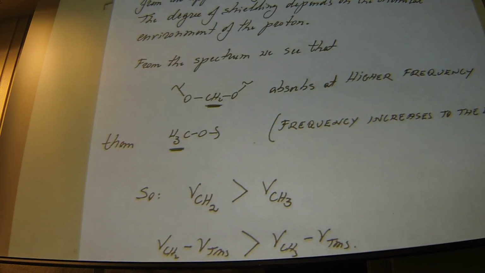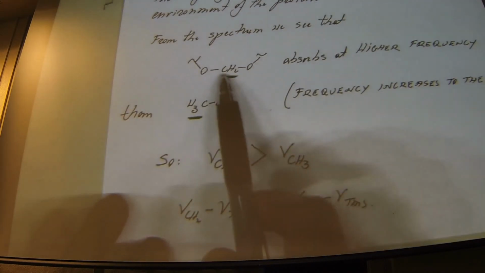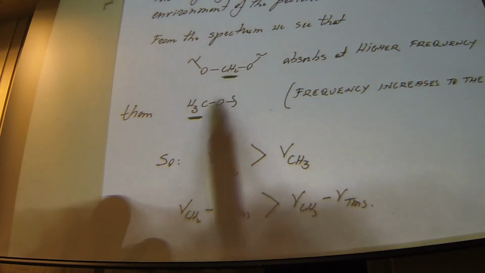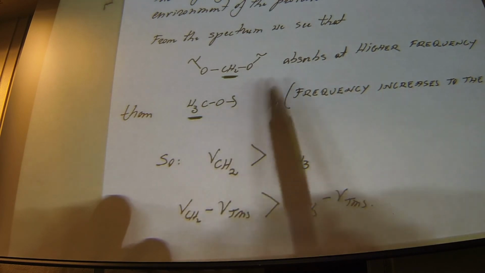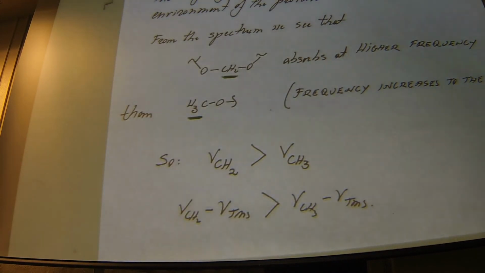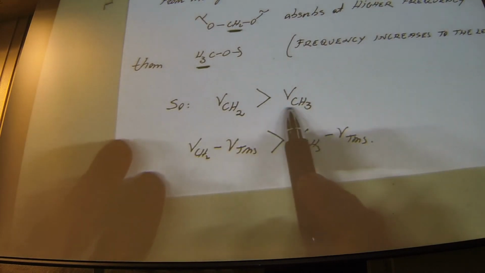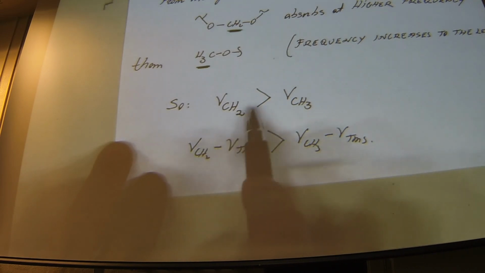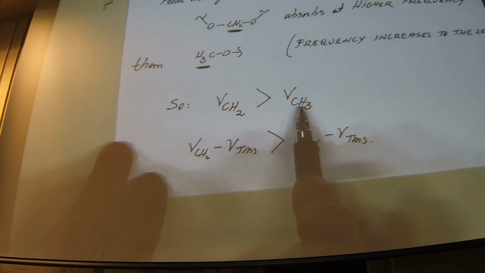So all of this is simple, but putting it together is not. That's why you need to kind of think about this stuff. So these are going to be de-shielded relative to that. Why? Because I have two electronegative oxygens pulling electrons away. The presence of those electrons would have shielded the CH2. They're not there. Why aren't they there? Because oxygen is electronegative. And so what I showed you from the spectrum was that the frequency for the CH2 absorption is going to be greater than for CH3.